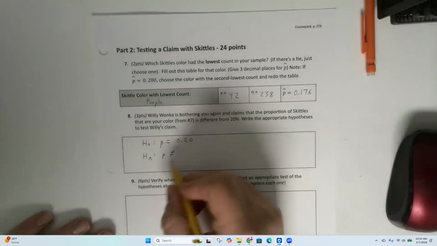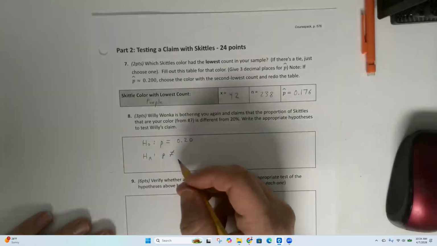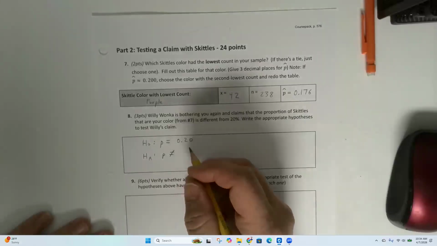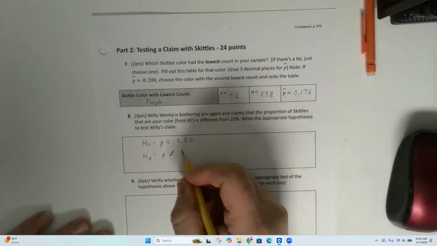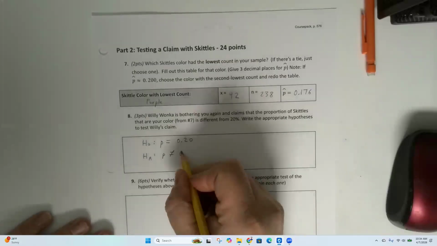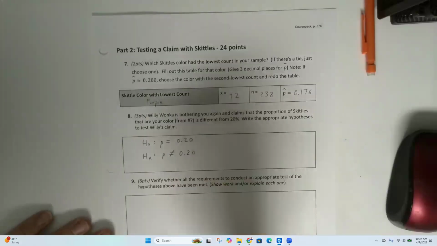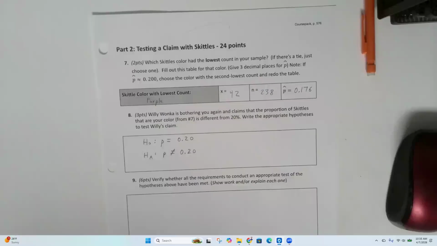So it does matter a little bit because it's going to change your p-value. It's going to make your p-value twice as big as it would be in a one-tailed test. And the reason that matters is it'll make it slightly harder to reject the null. Okay, so one-tailed tests and two-tailed tests are not exactly the same. So pay attention to that.